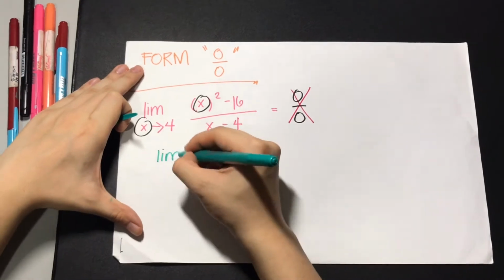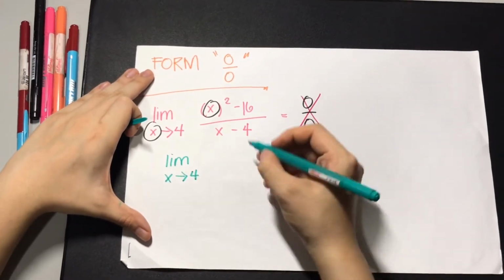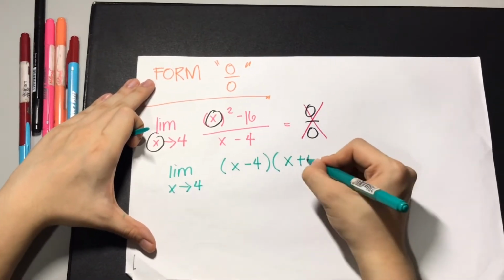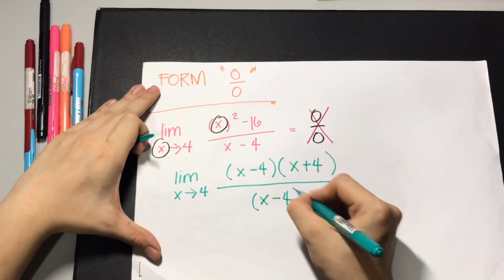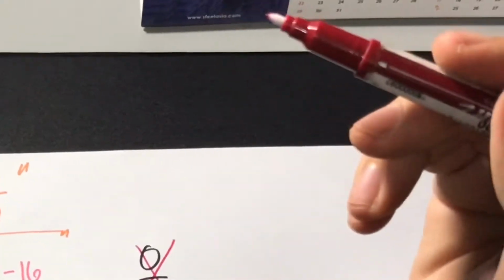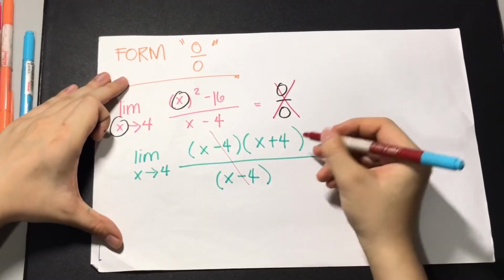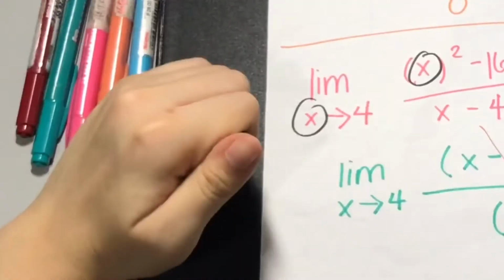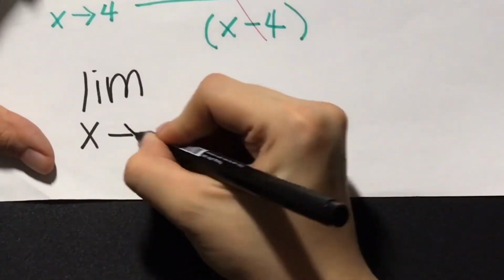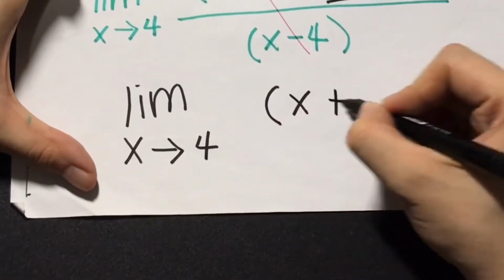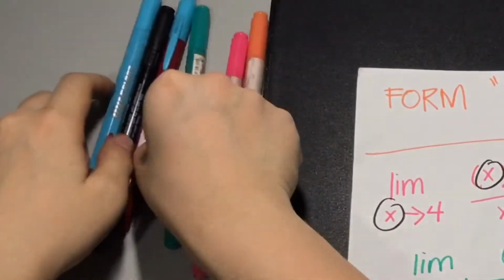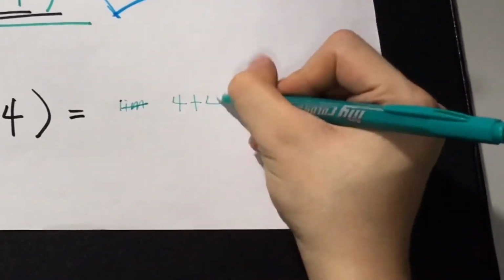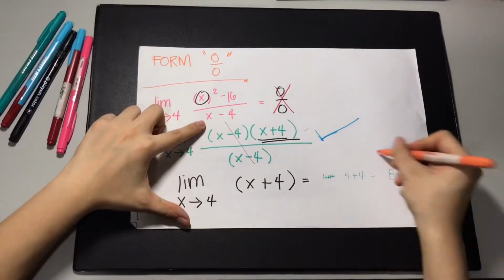So what are we going to do? We're going to copy the limit and factor the numerator, since it's a difference of squares, and we can factor the denominator because it's a first-degree polynomial. As we can see, we can already cancel x minus 4, and now we're left with x plus 4. So we copy the limit as x goes to 4 of x plus 4. Just substitute the value of x, so 4 plus 4 will become 8.